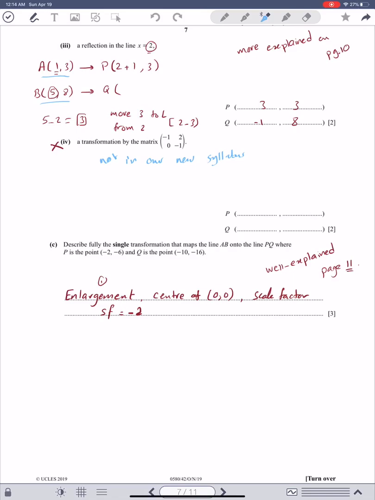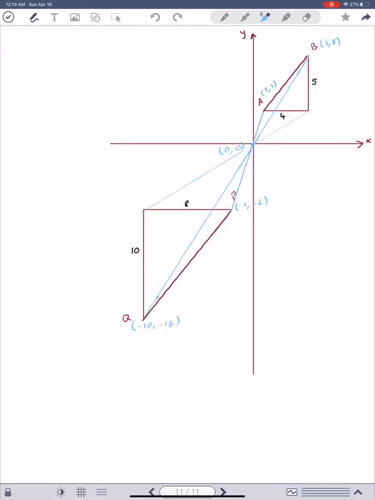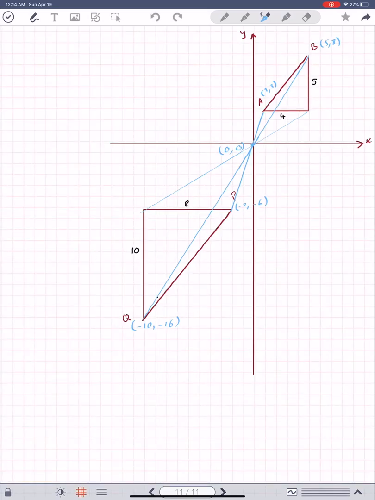So I did explain this on page 11, which is the last page. Look, this is what happened here. So this is A, which is 1, 3. This is B, which is 5, 8, as shown. What happened here? So I did draw this as triangle to show you what's happening. So between 1, 3 and 5, 8, we can draw a triangle to show you what happened here.